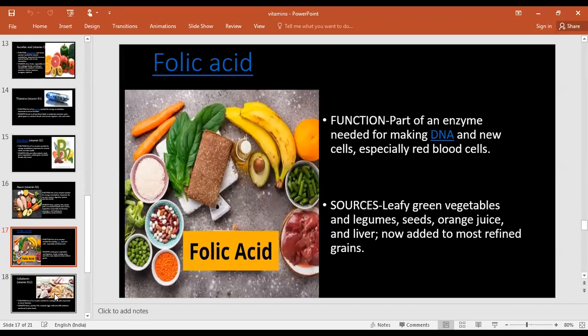Vitamin B1 was thiamine, vitamin B2 was riboflavin, vitamin B3 is niacin. After that, folic acid. Okay, folic acid is like iron, and it is given to pregnant women. Its function is being part of an enzyme needed for making DNA. What do you mean by DNA? Deoxyribonucleic acid, and new cells, especially red blood cells.